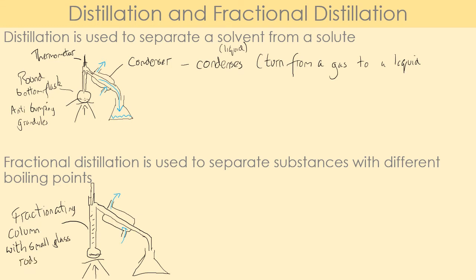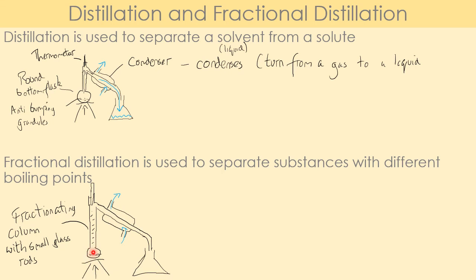So I have my liquid in the bottom, and it is heated using a Bunsen burner, or an electric heater as well. As it is heated, the liquid with the lowest boiling point will boil first and will rise up the fractionating column. At the top, I have a thermometer. My thermometer is there to check the temperature. If I know the boiling temperature of my liquid, and it reaches that temperature, I know that is what is coming out.